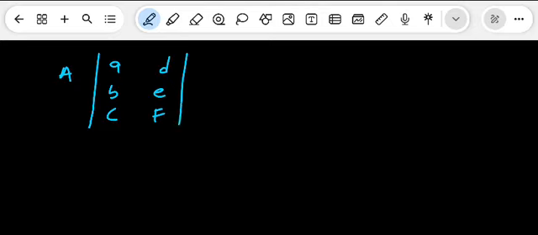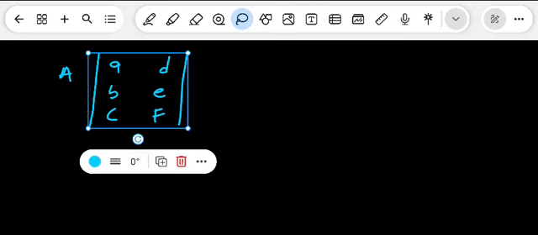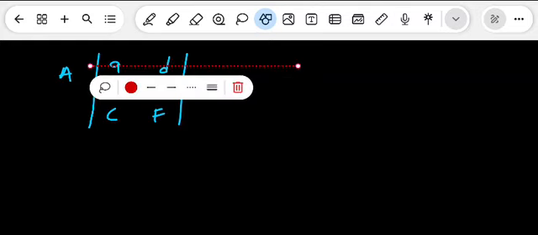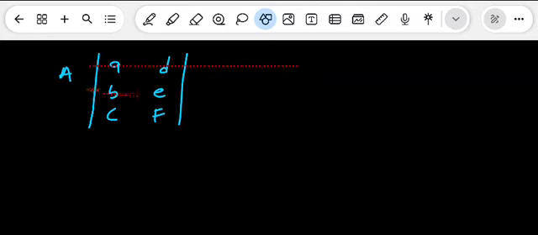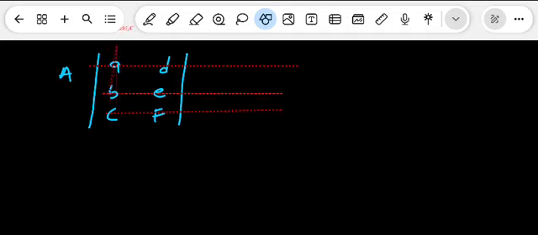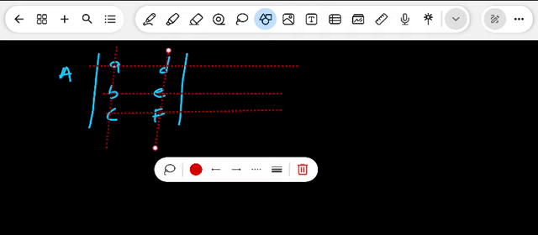So what you're supposed to know is that the matrix elements are placed in rows and columns. Rows are placed horizontally. How many rows do we have? 3 rows. Then vertically we have columns. So that is what you're supposed to know.